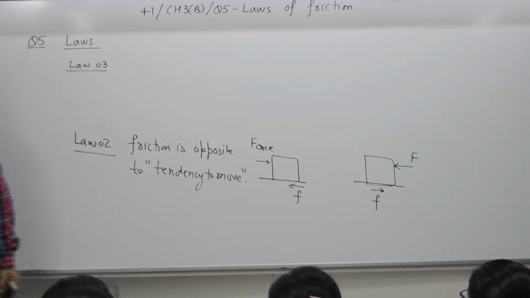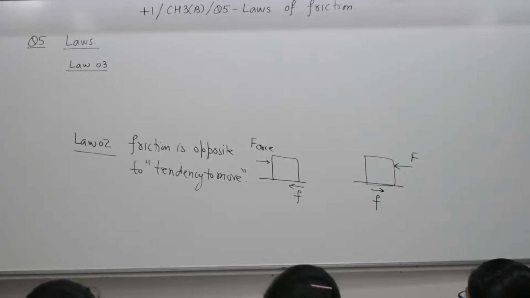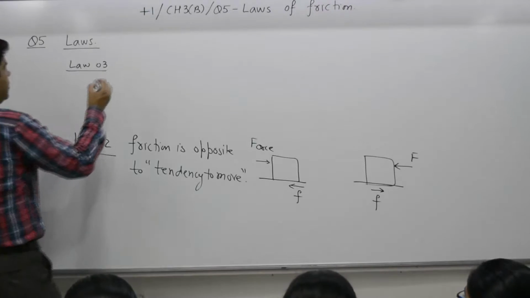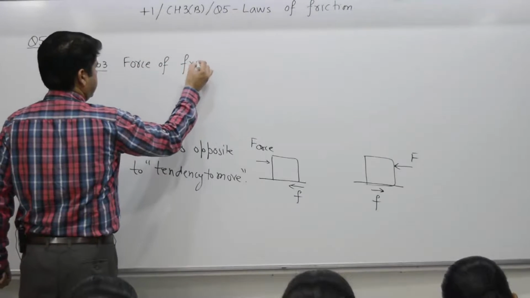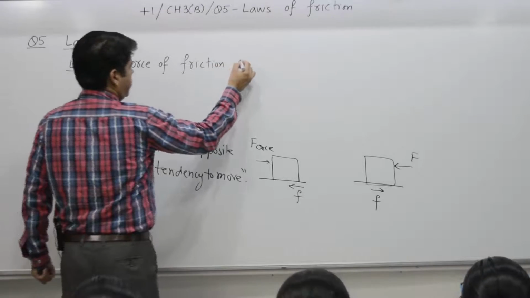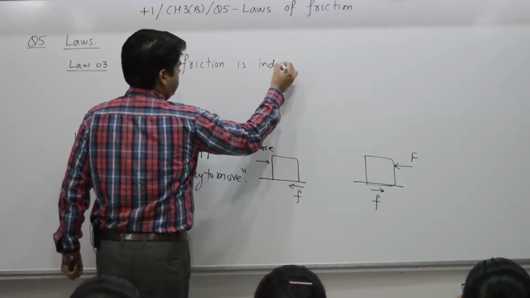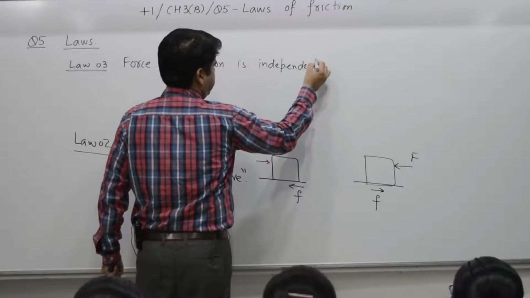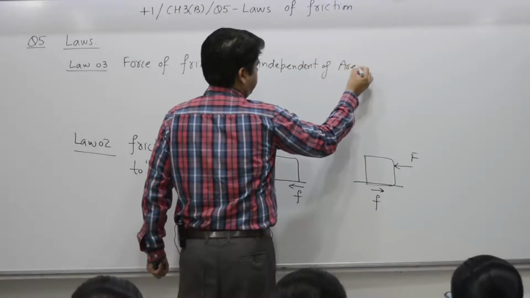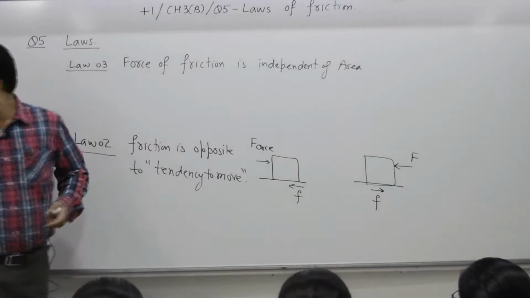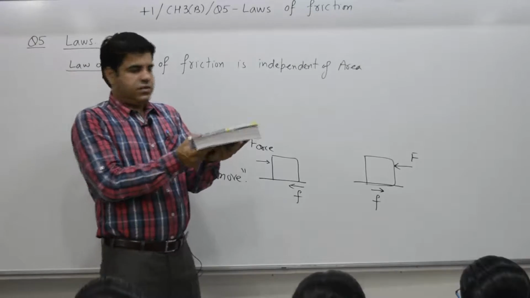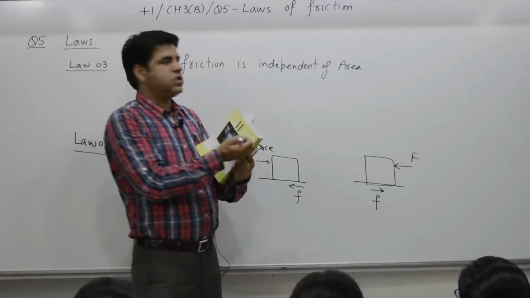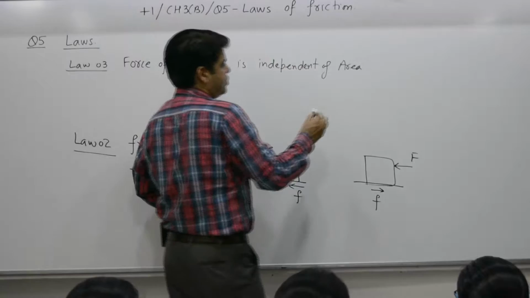Law number 3 is what? Force of friction is independent of area in contact. That means what? Same example. Whether you place the object like this or this, the frictional force remains the same. That means you need to draw two diagrams.